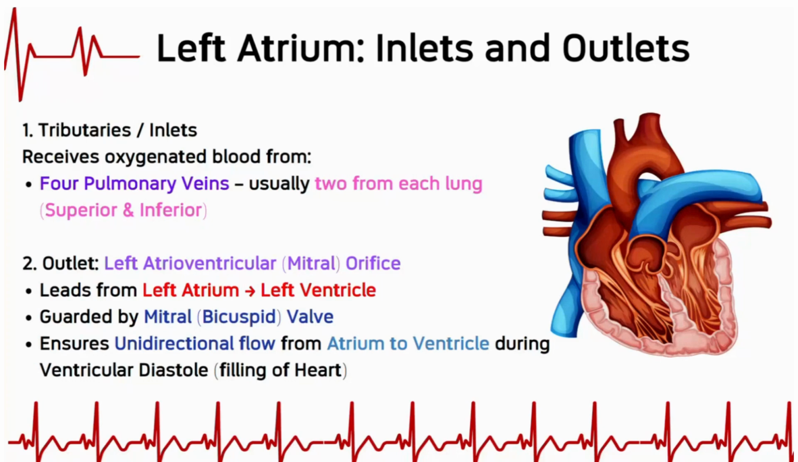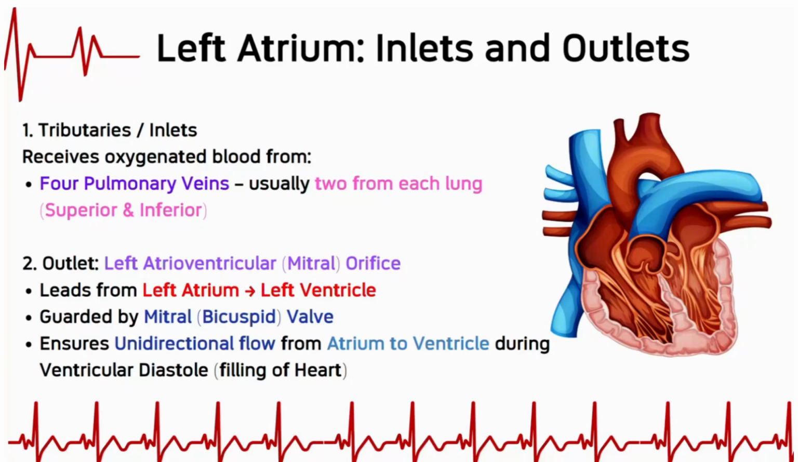So usually we have 2 pulmonary veins from each side of the lung, from the superior side of the lung and the inferior side of the lung. But the key thing is we have 4 pulmonary veins, right?